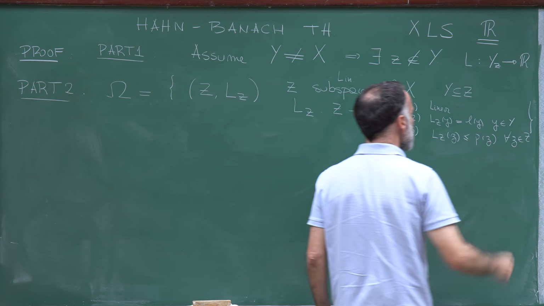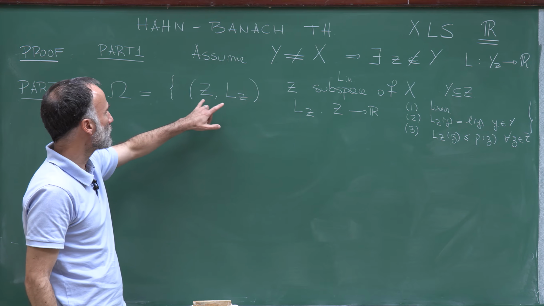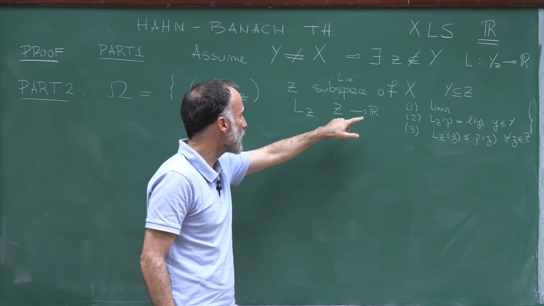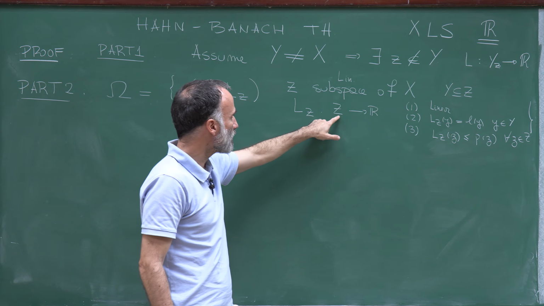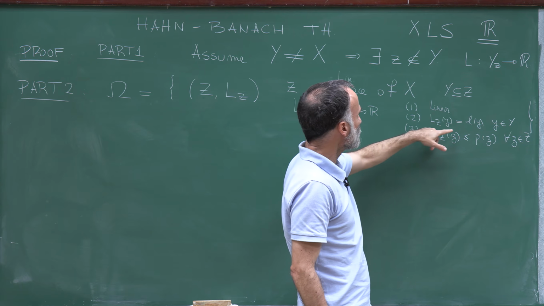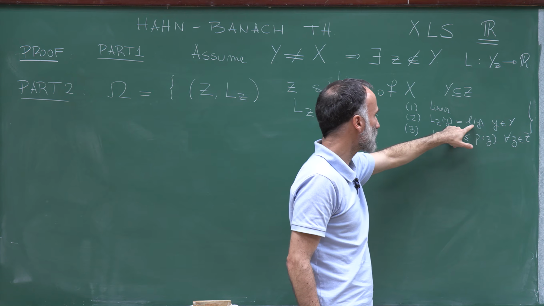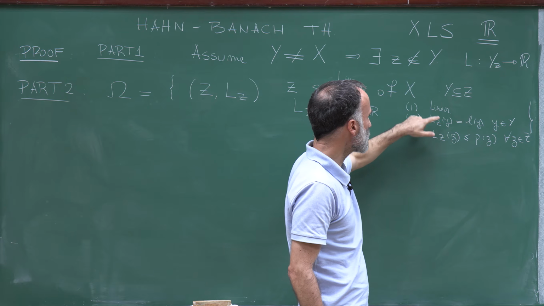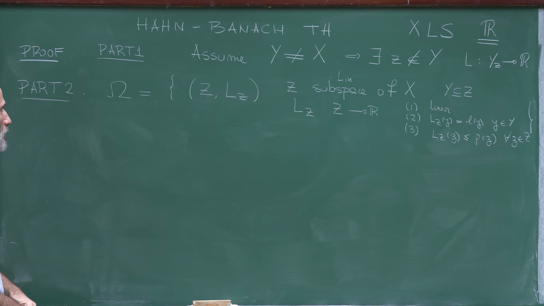So this is my space. The elements of this space are formed by a pair. The first coordinate is a linear subspace of X, and the second one is a linear functional which is defined on Z. And it's an extension of small l, because it coincides with small l on Y. It's linear, and it's bounded by P. So this is my set.